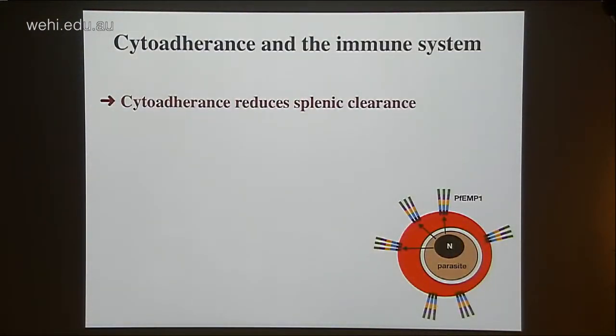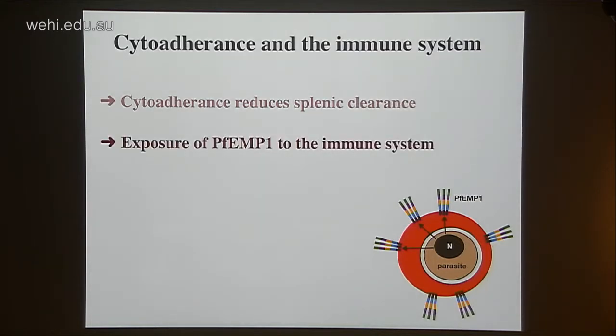Okay, so why does it express this protein called PFMP1 on the surface, and why is cytoadherence so important? One of the reasons is firstly that it reduces splenic clearance. If it didn't cytoadhere and stick to endothelial cells, it would pass through the spleen and be fairly rapidly removed from the circulation and destroyed.